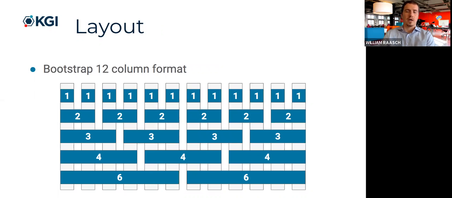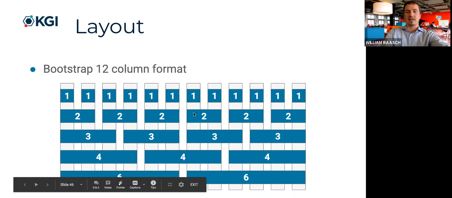Okay, layout. Layout is also very important and also surprisingly standardized in web design. So a lot of web pages, in fact almost all of them, use what's called the Bootstrap 12-column format. Bootstrap doesn't really mean anything. It's just basically a framework that's been created for web design, and it just happened to be named Bootstrap. But it's 12 columns. So you'll notice here, a lot of web pages are divided like this.